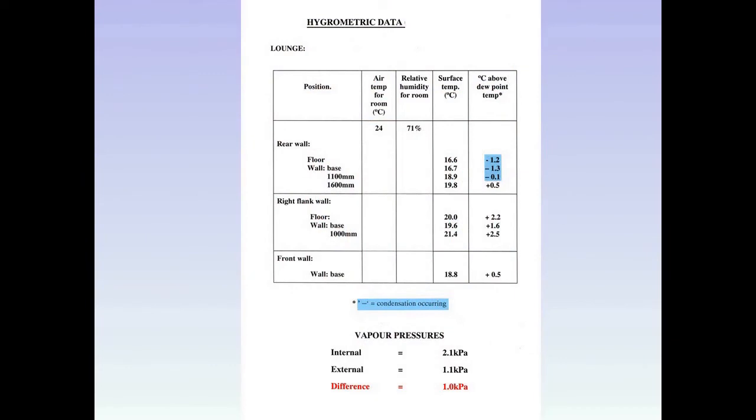So here is the data we recorded in our snapshot. We showed that condensation was occurring up to about a metre on the north-facing wall. This was pretty obvious. The other feature we came across was the vapour pressures. The differential vapour pressure was 1 kilopascal, and that is massive. That is very, very high for differential vapour pressure.